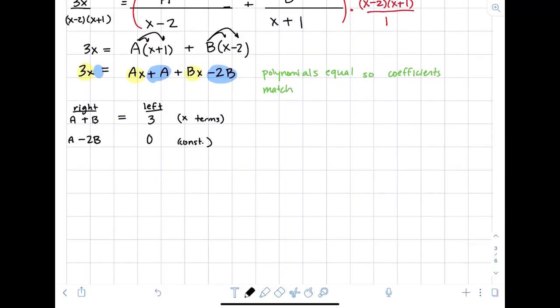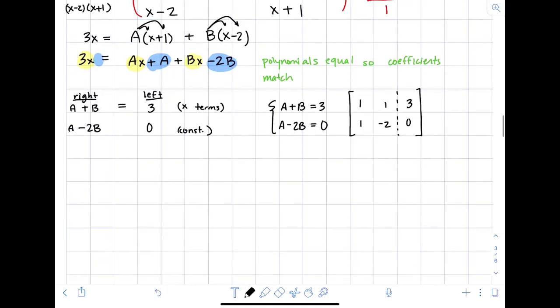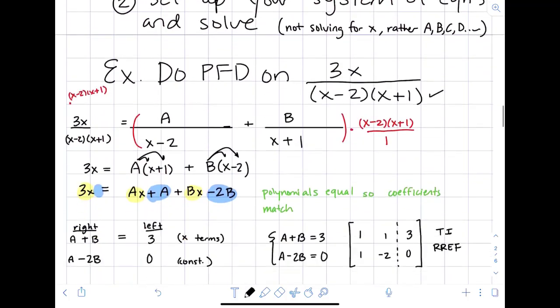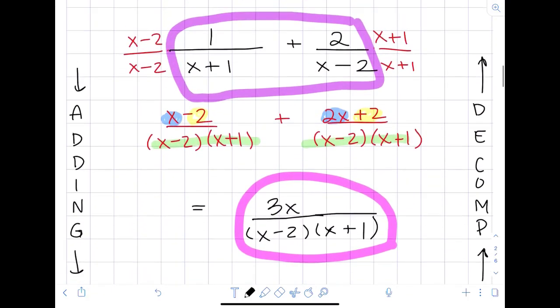So what's going to go into our graphing calculator is we're going to solve the system A plus B equals 3 and A minus 2B equals 0. You might remember that what's going to go into the calculator here is 1, 1, 3, 1, negative 2, 0. And then we use our TI or what have you to put that into reduced row echelon form, and you'll get your solution. So moving over to the calculator, what we end up getting is that our A is 2 and our B is 1.